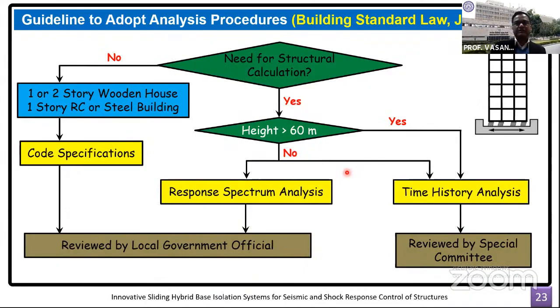If you have a look at the building standard law in Japan, structural calculations are required for multi-story buildings essentially. And whenever the height is more than 60 meters, time history analysis is mandatory and it must be reviewed by a special committee. However, for heights lesser than 60 meters, response spectrum analysis can be conducted and some local government officials can check it.